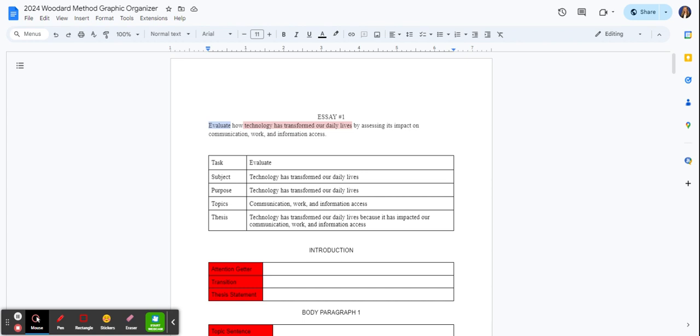Communication, work, and information access are our topics. So we write this down here: communication, work, and information access. If there were two tasks and two subjects, that would make it difficult to identify our purpose. But in this instance, we only have the one task, the one subject. So it's pretty simple. You just have to do the technology has transformed our daily lives.